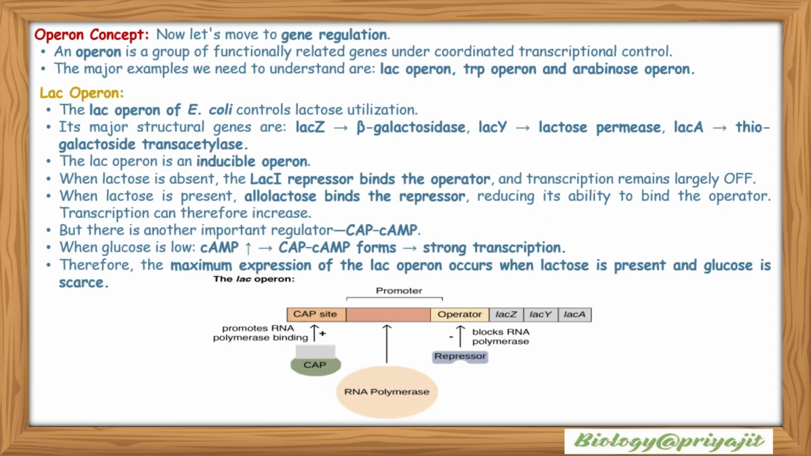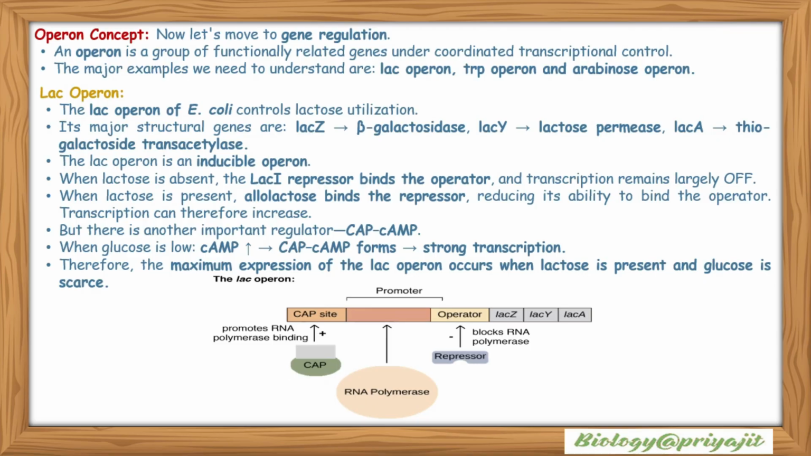Operon concept. Now let's move to gene regulation. An operon is basically a cluster of functionally related genes under coordinated transcriptional control. The major examples we need to understand are the lac operon, tryptophan operon and arabinose operon.